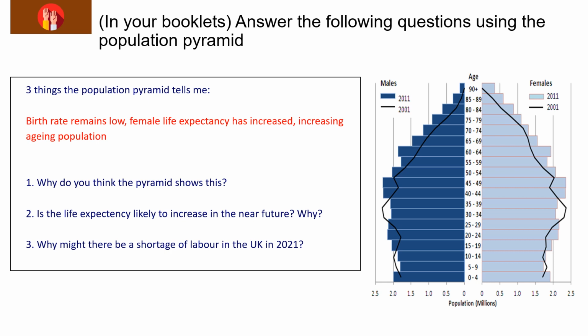Number 2, is the life expectancy likely to increase in the future? Try and give some reasons. Number 3, why might there be a shortage of labour in the UK in 2021? Pause the presentation for a few minutes and answer those questions to the best of your ability.